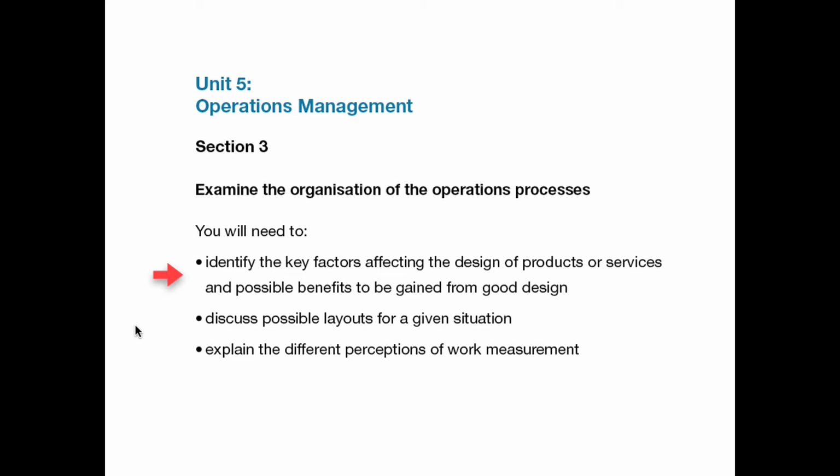For bullet point 2, you need to select and describe an actual operational management situation, one that exists or one that could be created to produce a particular product or service, and suggest at least 2 layouts or processes which you feel could be effective.